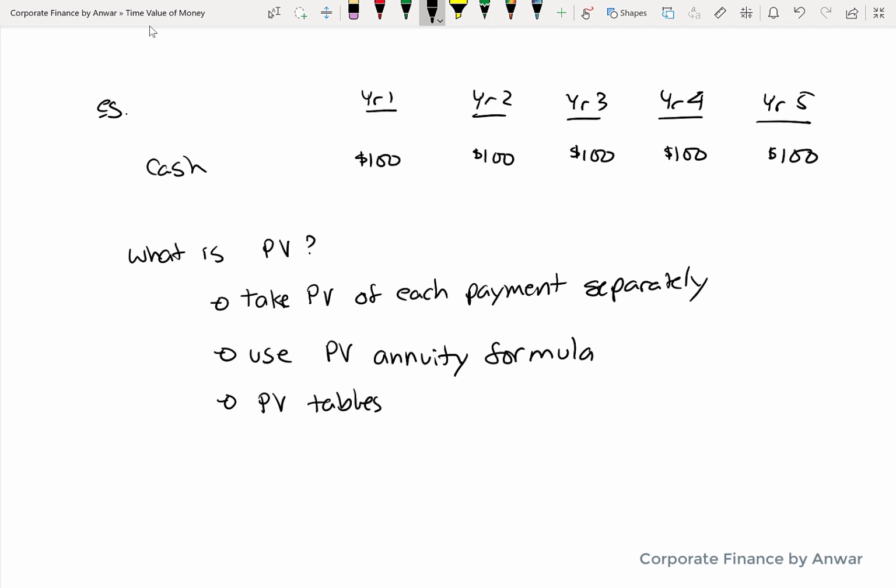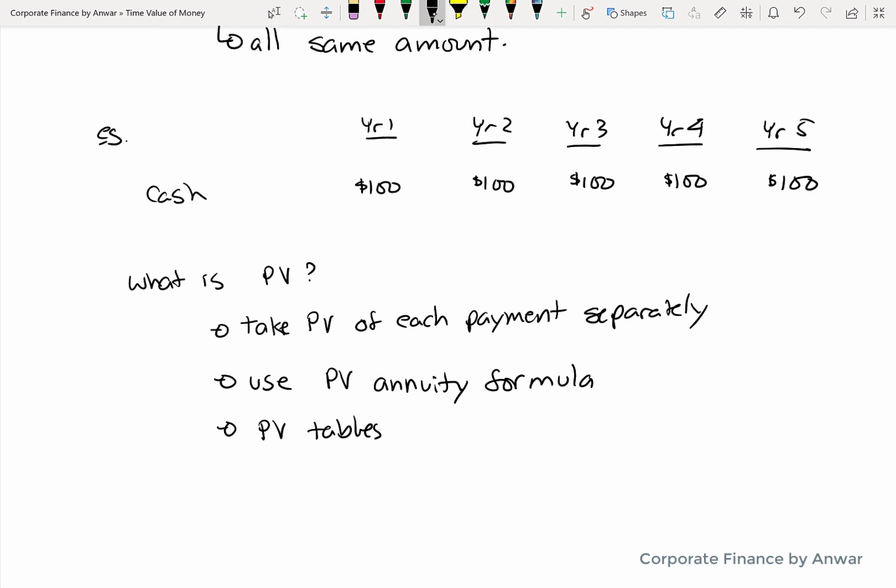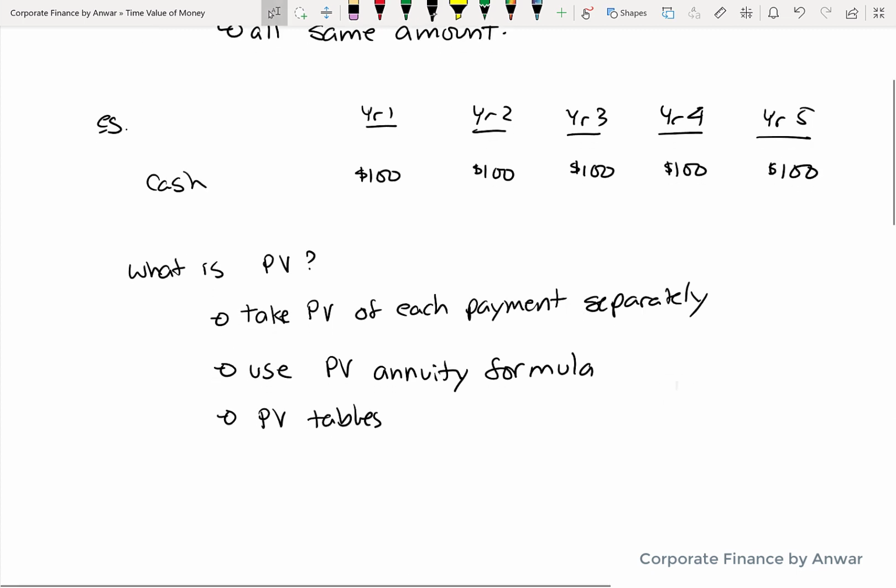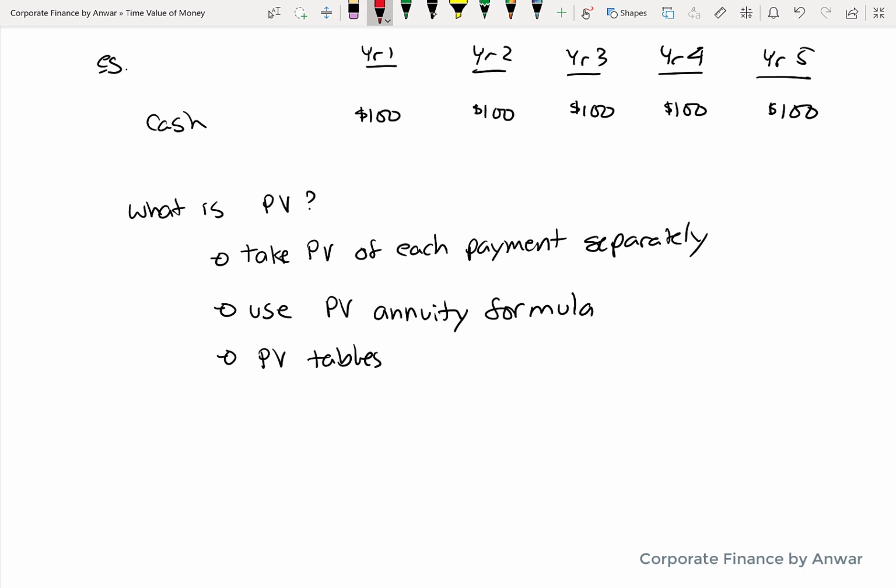which I'll do an example of in a second. The third is to use the present value tables. There are present value tables for annuities as well, just like there was for the lump sum that we did last time. I'm not going to do the long way. It's not complicated to do, it's just time consuming. So let's start with the present value of the annuity formula.